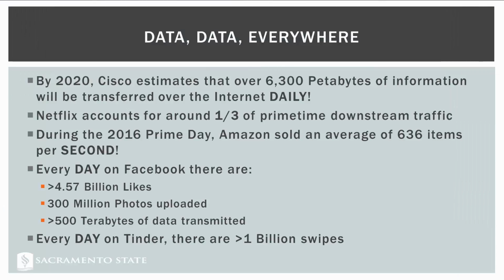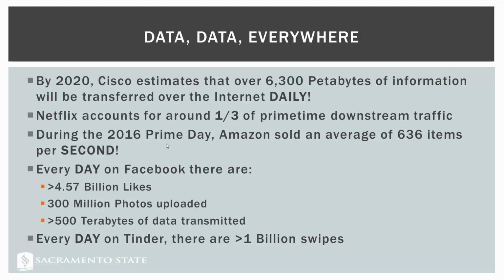Okay, by 2020, that's not very far away, Cisco estimates that over 6,300 petabytes, 6.3 exabytes, of information will be transferred over the internet every single day. That is a lot of cat videos. That's a lot of information. Right now, Netflix accounts for about 1/3 of all prime time, like the 5 to 9 p.m. downstream traffic. That is a crazy amount of bandwidth because there's not even that many Netflix subscribers, and already about 1/3 of our overall traffic, at least during one section of the day, is streaming video from Netflix.